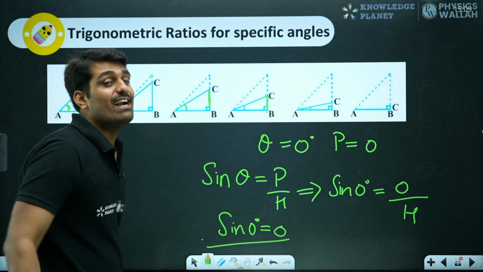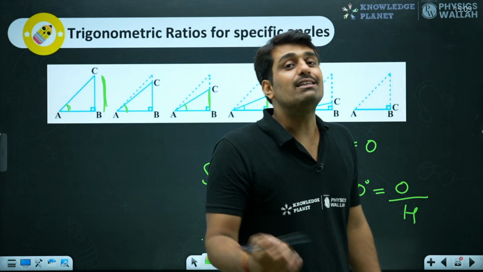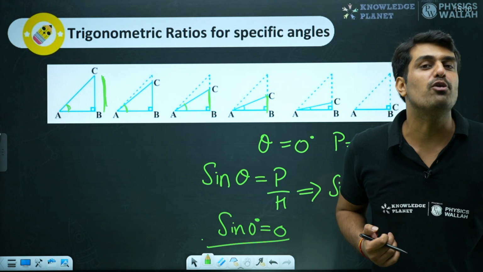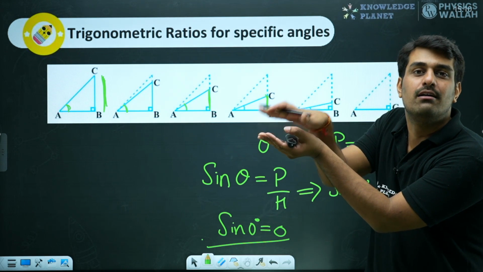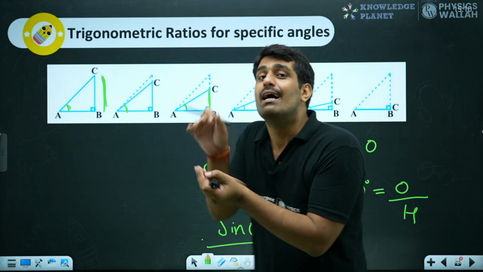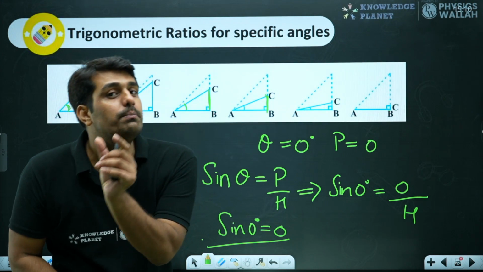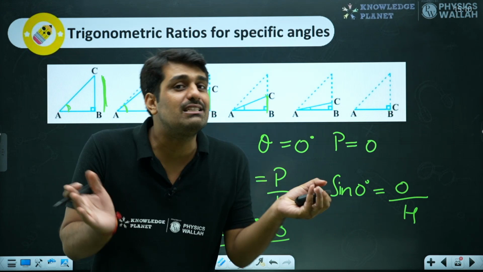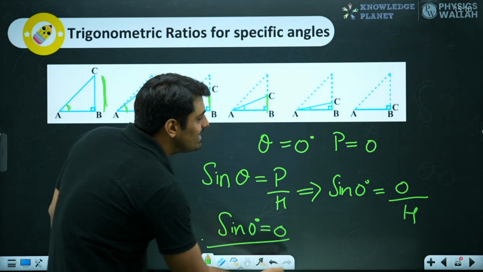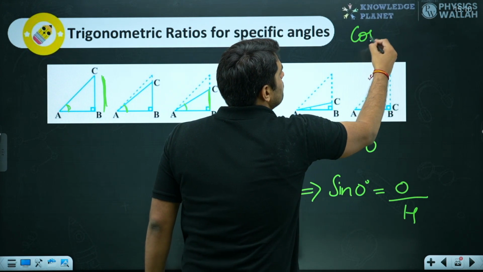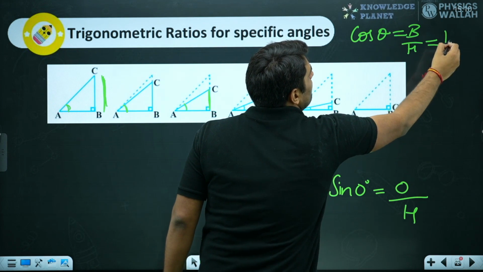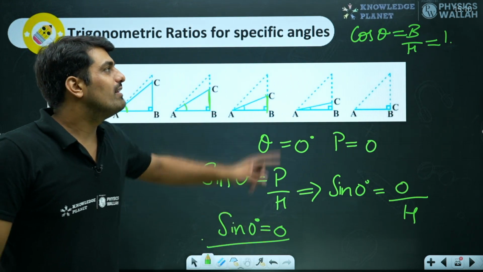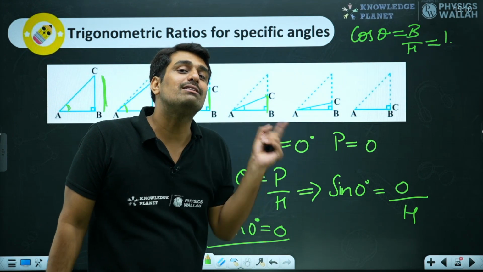Or you can understand it for cos theta as well. What is cos theta? Cos theta is base by hypotenuse. When the two arms are coinciding each other, that means the lengths of both the base and the hypotenuse have become equal. In that scenario, cos theta, which is base by hypotenuse, becomes 1 since both are equal. And for that, you can now understand why cos 0 is 1.